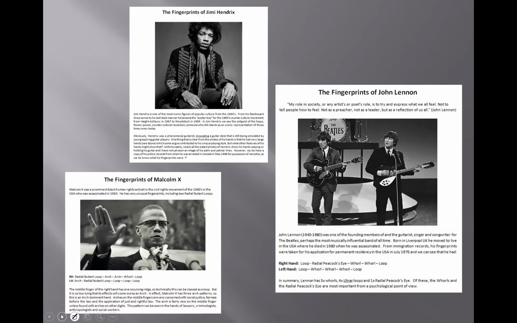So Jimi Hendrix has a very unusual set of fingerprint patterns, as does Malcolm X, as I mentioned earlier on. He has two neutered loops. And for good measure, we also have John Lennon in there as well. So he's got primarily whirls and loops. So, little interpretations of personality from the fingerprint patterns of these famous people, which you should find interesting and entertaining as well.